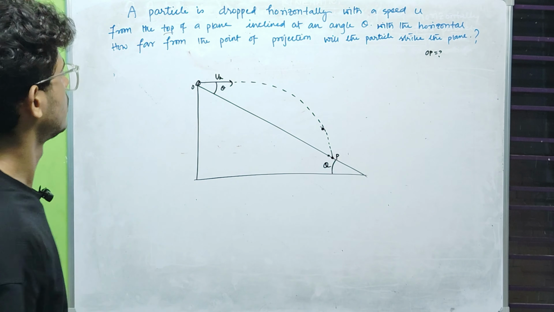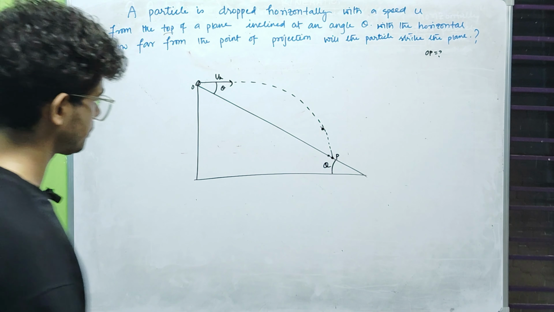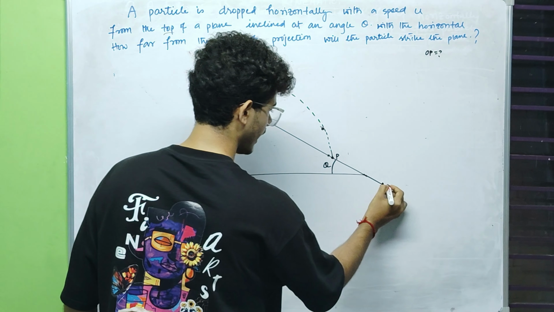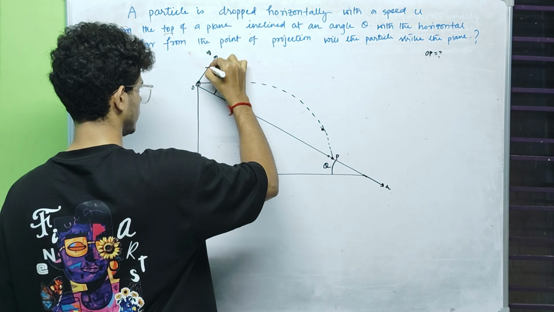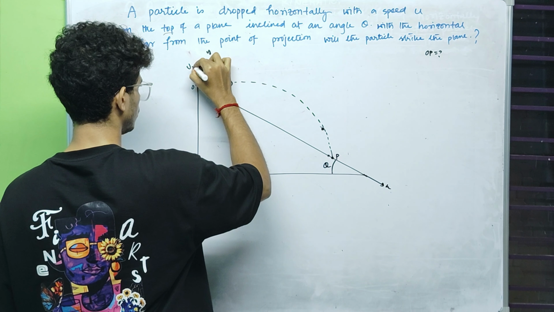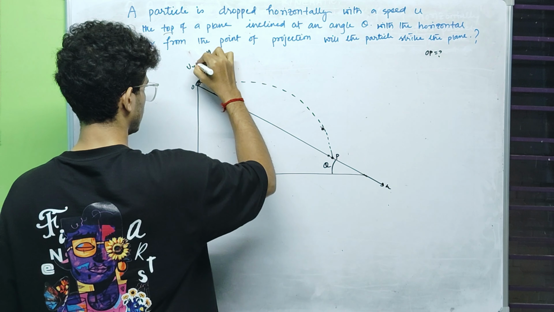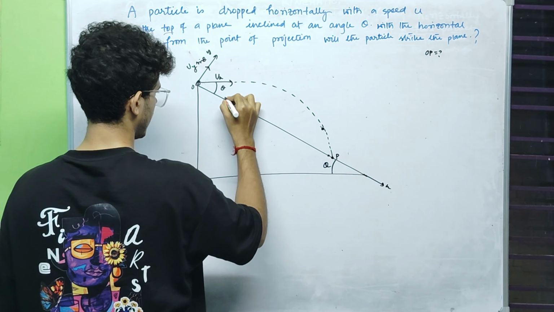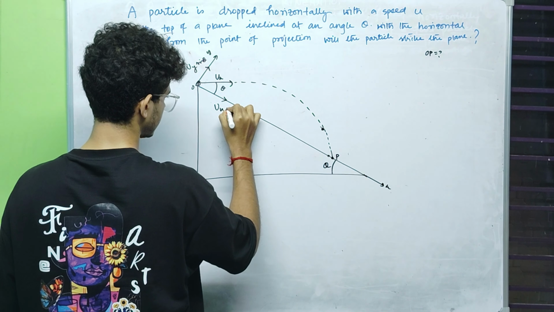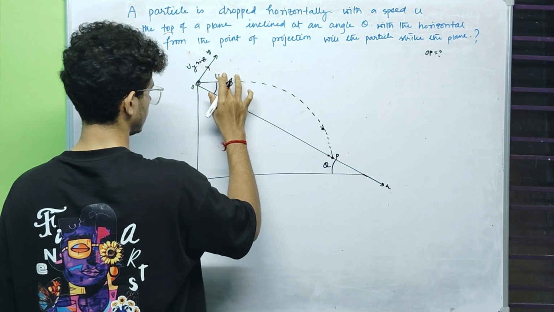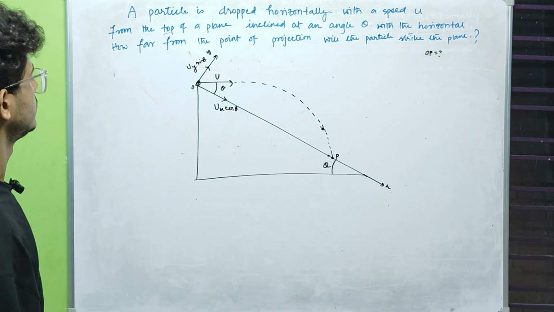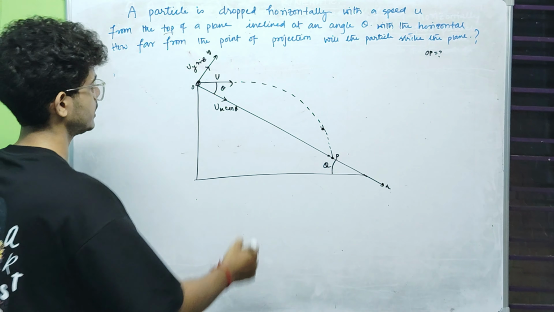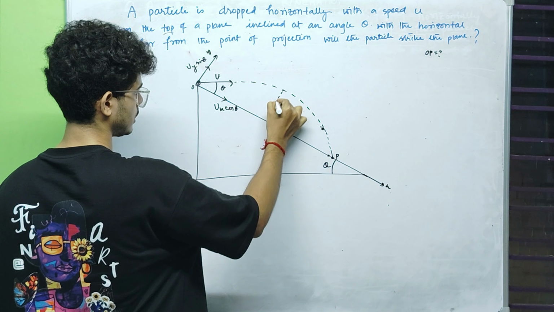So let's change the axis. This will be our X. This will be our Y. So this will be Uy sin theta and Ux cos theta. Let us take it as U.